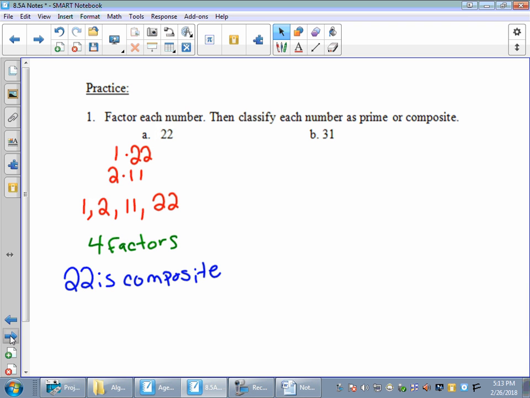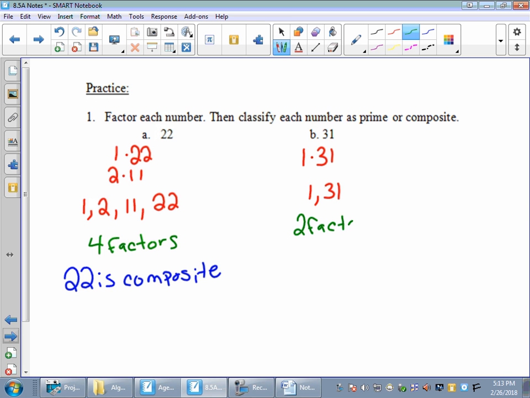If we were to look at 31 and pretend that it's not on our list of examples for prime numbers, I could go through the same process. 1 times 31. And I'll find that there's nothing else between those two numbers that multiply to get me 31. So my list will be nice and short: 1, 31. It has two factors. Of those two definitions, one says only two factors, and that would be prime. So I would say, okay, well, 31 is prime.